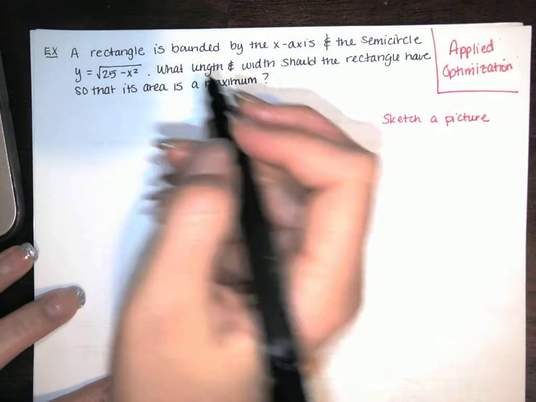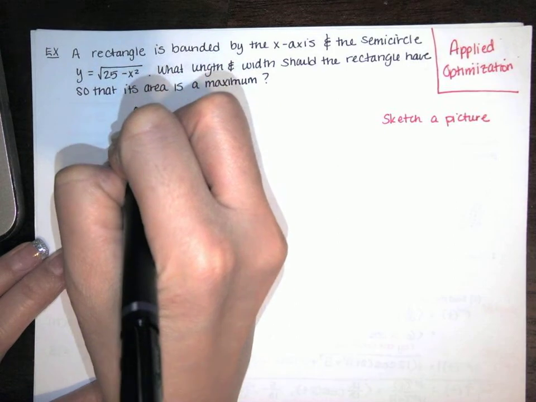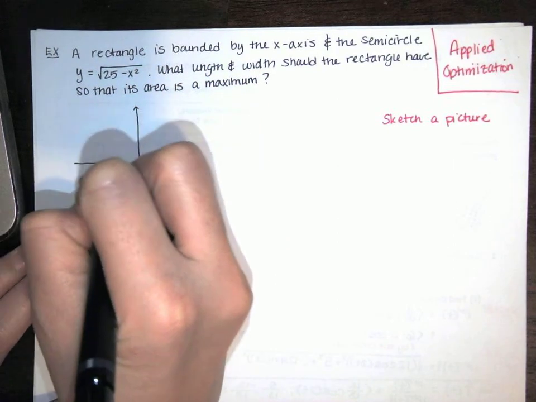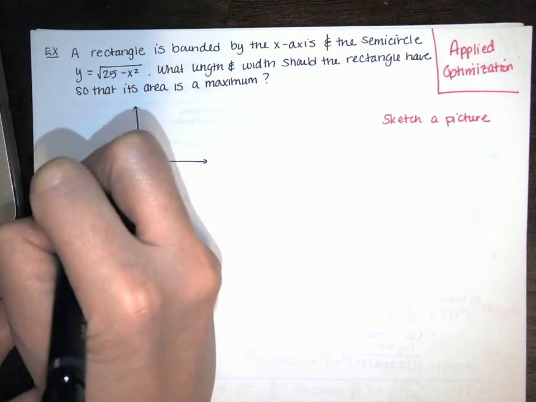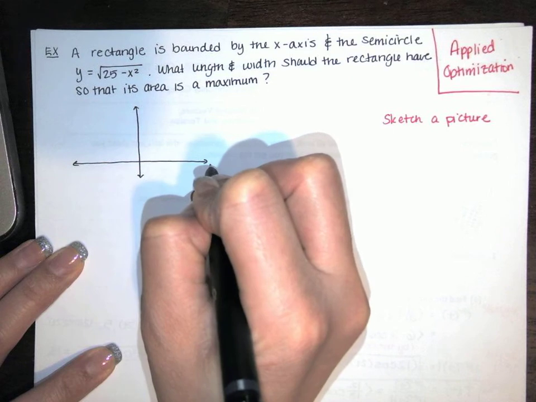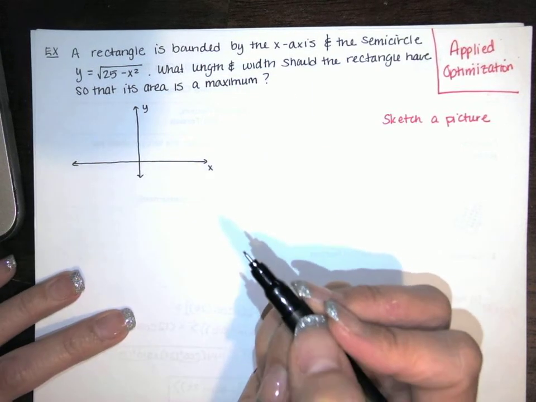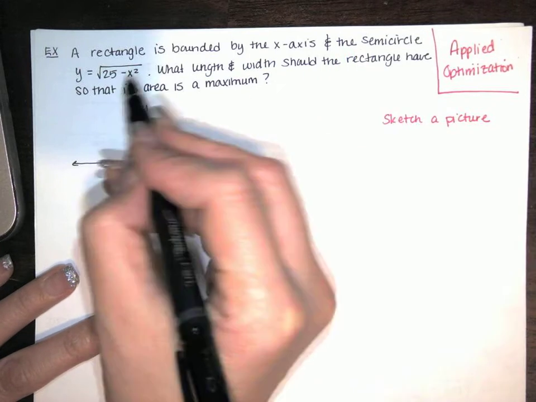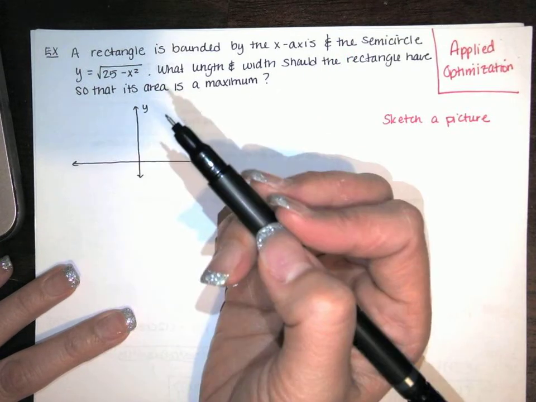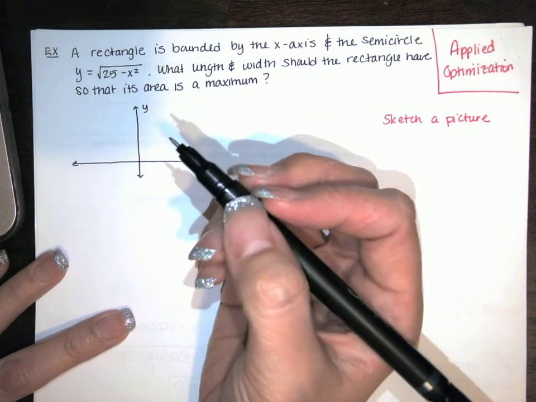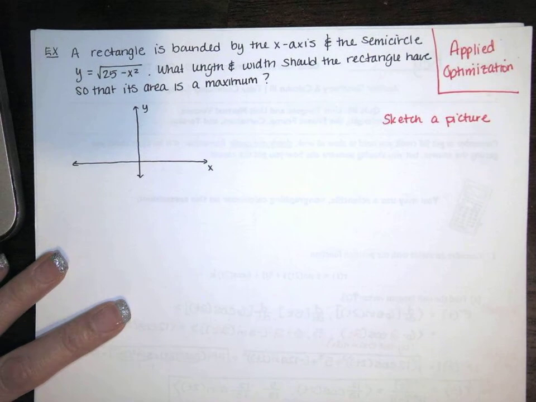Now we're told that our rectangle is bounded by the x-axis. So I know that's going to be part of my bound. And we're told that it's also bounded by the semicircle, y equals the square root of 25 minus x squared. They told us it was a semicircle, so even if you didn't recognize that as a semicircle, you know it's supposed to be a semicircle.